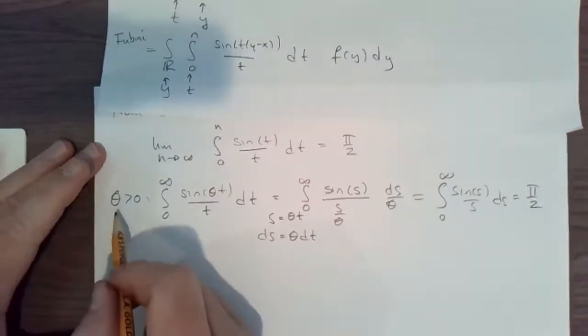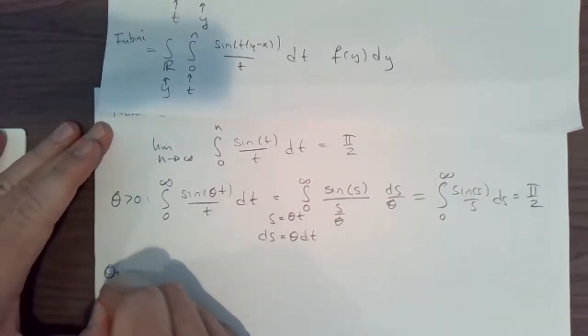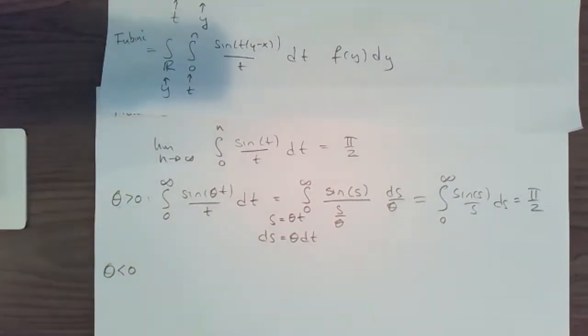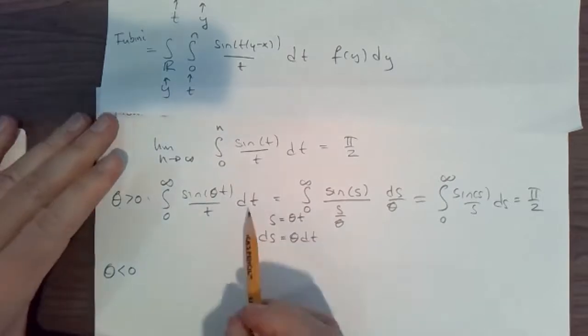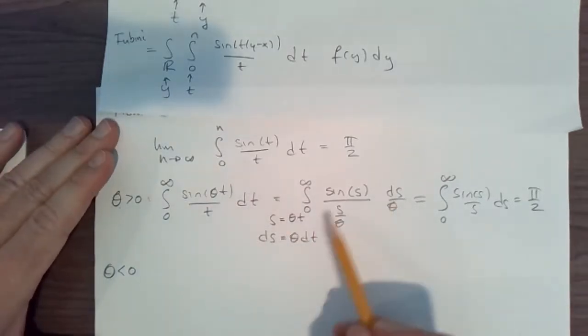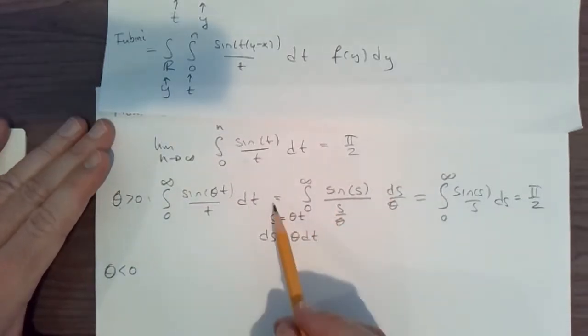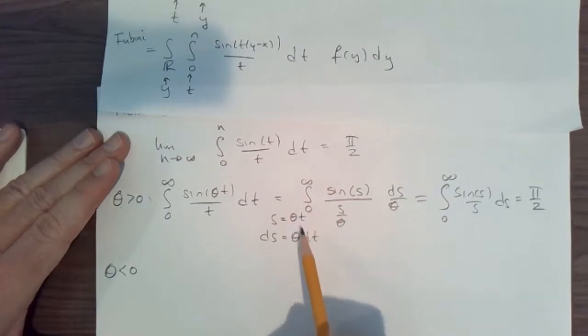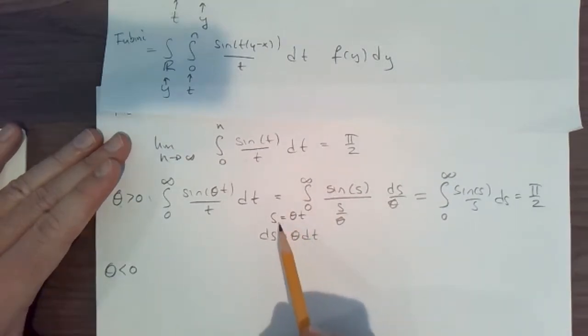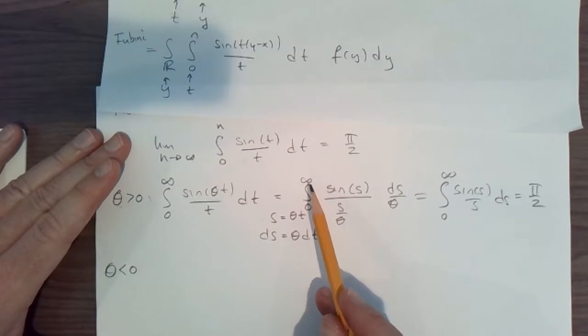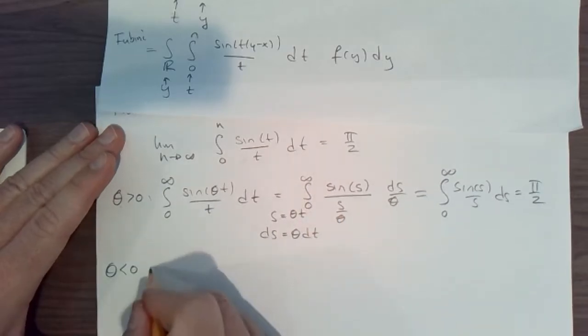That was when theta was positive. There'll be a similar formula when theta is negative. You see the difference is that the substitution here still works. The only difference is that when t is equal to plus infinity, s is going to be equal to minus infinity. So we're going to integrate from 0 to minus infinity, so that's going to be a minus sign change.